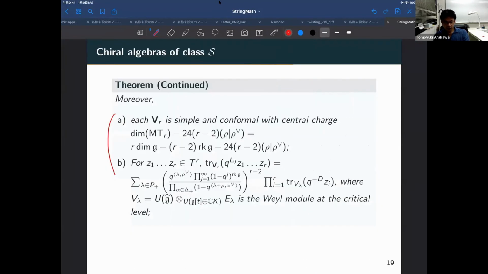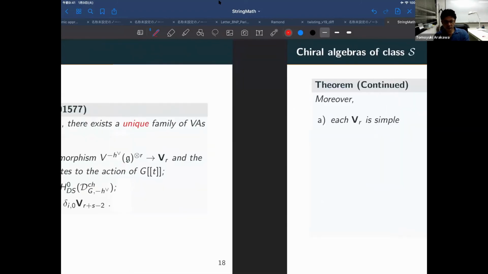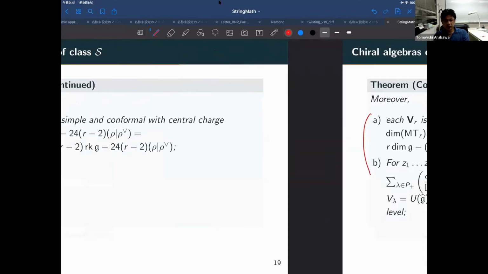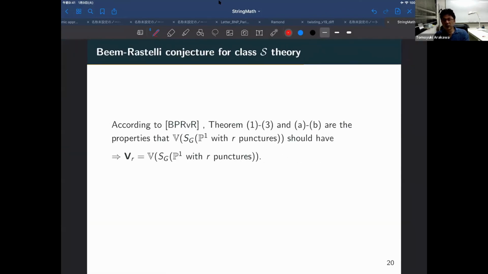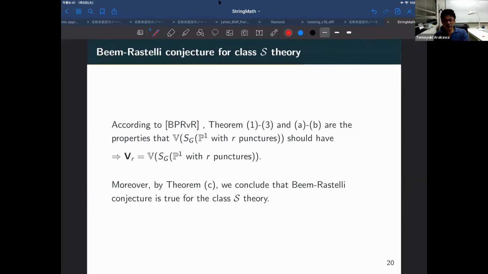So by the uniqueness statement here, this means that this must be the chiral algebra of class S. And the last statement, that the associated variety of the VOA is the Higgs branch, means that the Beem-Rastelli conjecture is true for class S. So this confirms the Beem-Rastelli conjecture for class S theory.